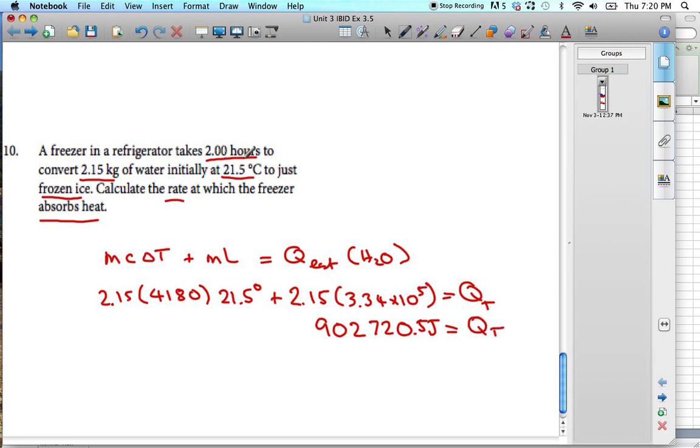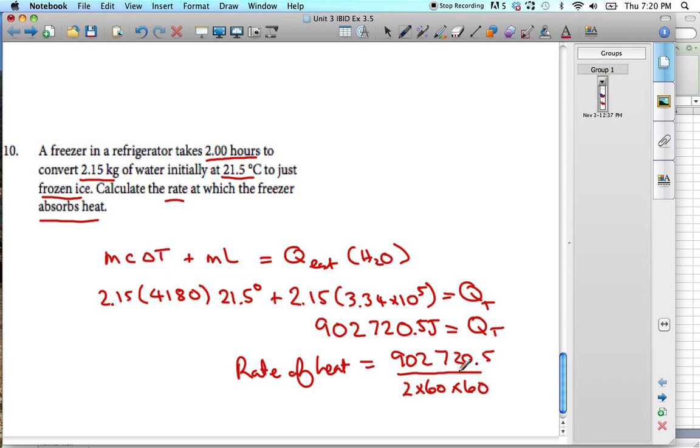Now we get told that it takes 2 hours to do this, so the rate of heat loss is therefore going to equal this value over here, 902,720.5, divided by the time. And we usually always do it in seconds. So that's going to be 2 times 60, that will give minutes, times 60 will convert that into seconds. So I'm going to divide this by, brackets, 2 times 60 times 60, close brackets, enter.